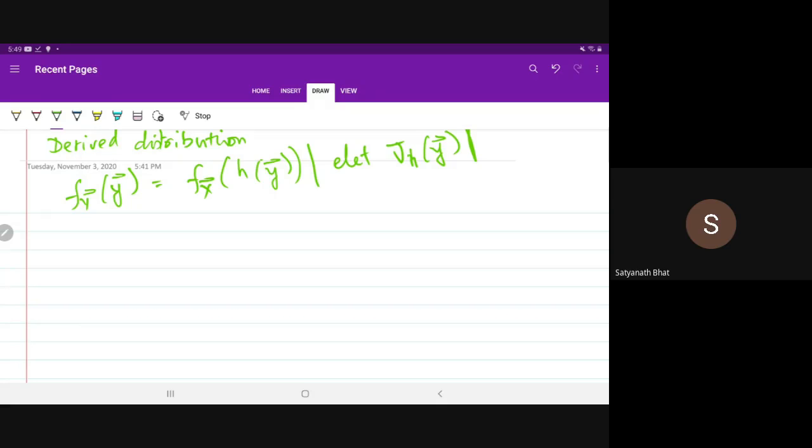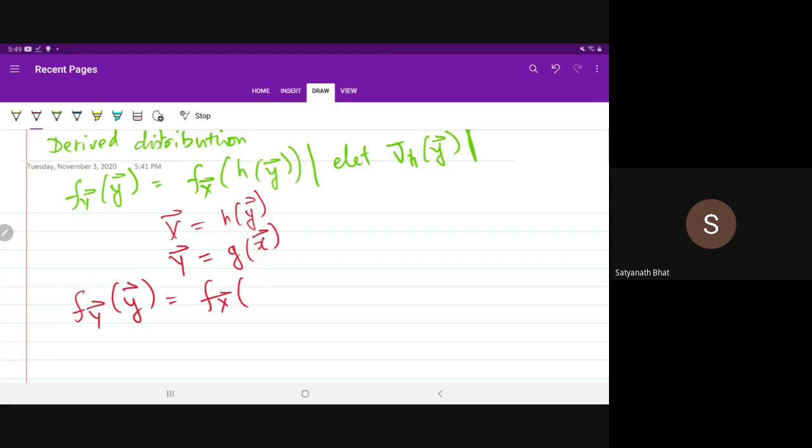Now, the whole setup was as follows. What we had was x as a function of y. Since this matrix's inverse also should exist, we can also have y as a function of x. So these are the two ways this can be written. Depending on the textbook, you will see different versions. Sometimes this will be f_Y of y equals f_X of h of y, and instead of the determinant you will have 1 over the determinant of the Jacobian of not h but g with respect to x.